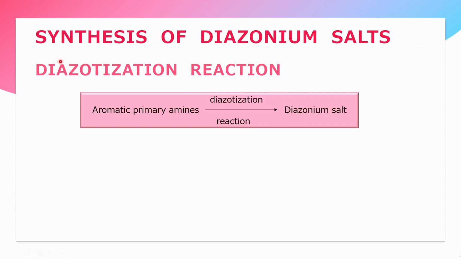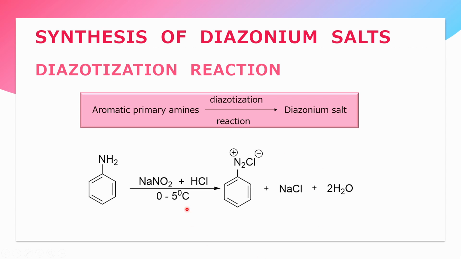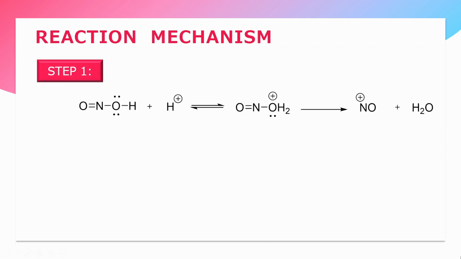Moving on to one of the most important topics, the synthesis of diazonium salts, meaning how we prepare them. The first is the diazotization reaction. It is the most common reaction to prepare a diazonium salt, where we perform a diazotization reaction on aromatic primary amines. Diazotization reaction means incorporating a diazo group into a primary aromatic amine. So this is the basic reaction. In the next slide, we'll do its mechanism.